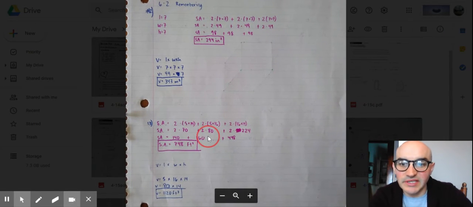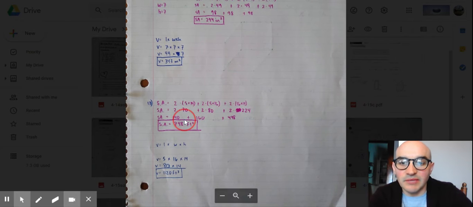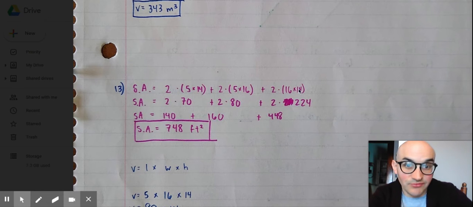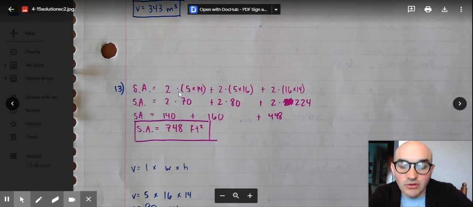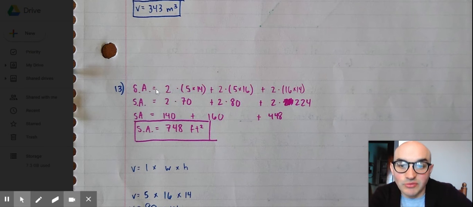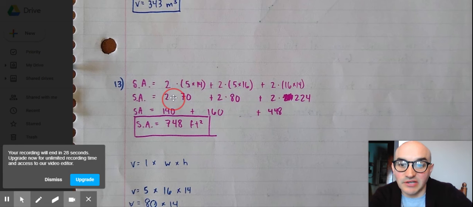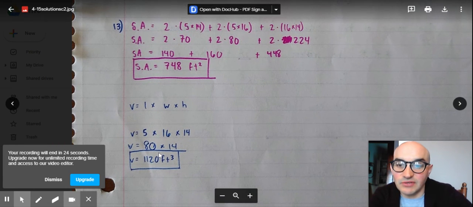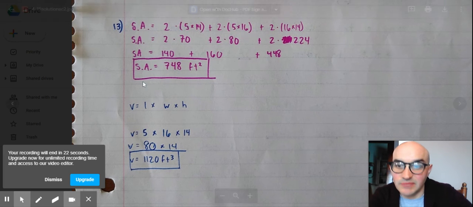Okay, number 13, same thing here. I've got this rectangle is 14 by 16 by 5, excuse me. And so I just take those measurements and I turn it into a surface area problem just like that. Okay, and there's my surface area, 748. There's my volume, length times width times height.